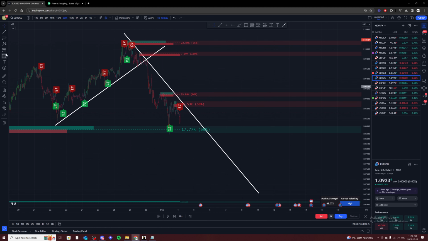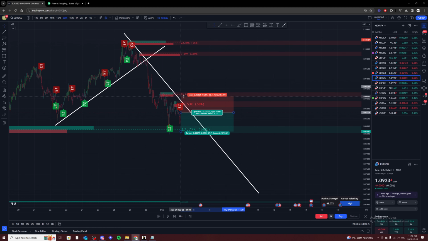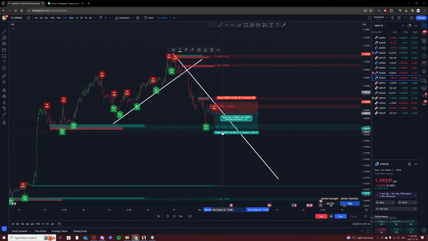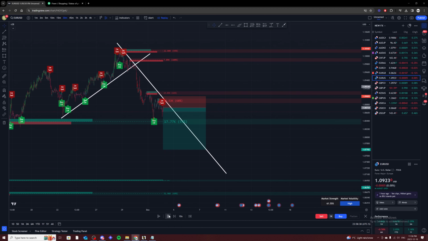And then simply all we have to do from here is take a short position where the signal is, our stop loss behind that level, behind the supply, and then either target this demand right here, but that's a little bit too close. Or we can just target this one. That's a little too far. So we can just go maybe halfway through and then take that trade.